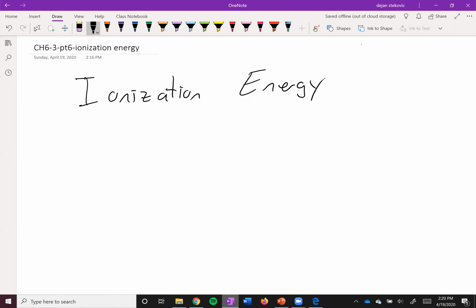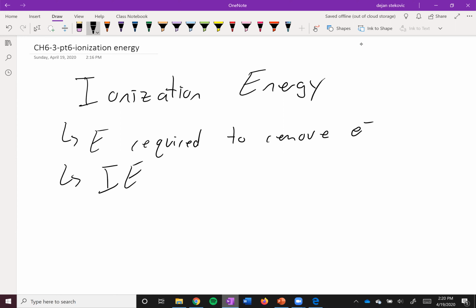All right, let's talk about ionization energy next. Ionization energy is the energy required to remove an electron. So here you're making it a cation. It gets the symbol IE for ionization energy.